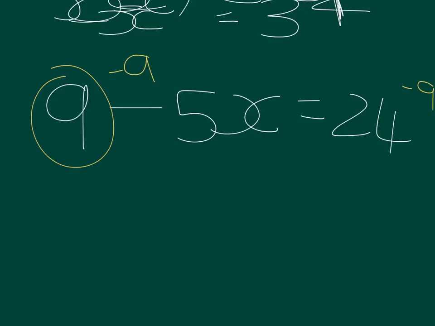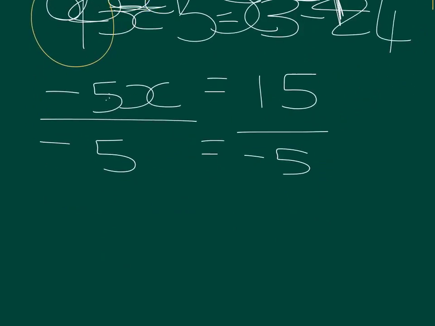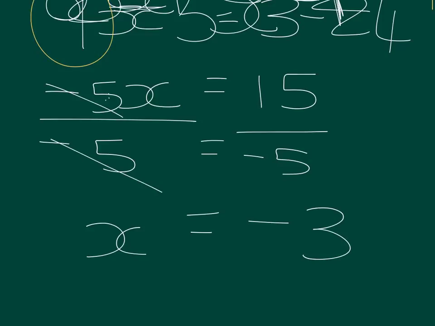Remember, we've got to do it on each side. Right, so now we've got 9 take 9 is 0, so we just go negative 5x is equal to 24 take 9 gives you 15. So now we've got to divide by whatever this variable is. So we divide by negative 5, divide by negative 5. Just move it up a bit. Okay. And we say, well, I can cross out that one and that one because they're the same. So that makes that x. 15 divided by negative 5 is negative 3.